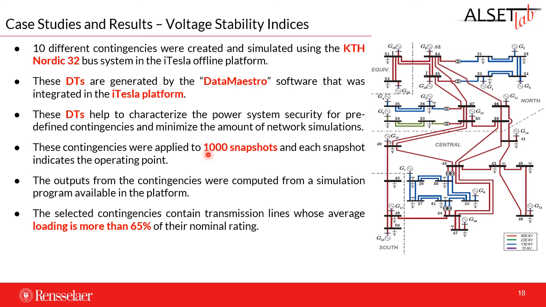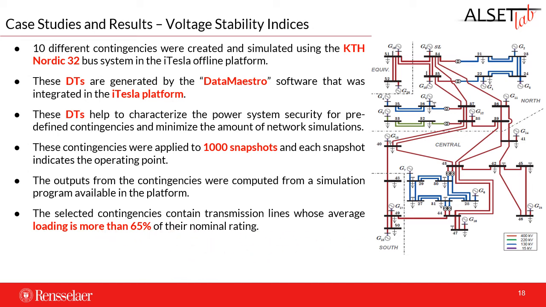simulations. So what we did is that we have 10,000 snapshots. Each of these snapshots represents one power flow condition. And then for all of those 10,000 snapshots, we have 10 different contingencies. The outputs of the contingencies were computed from a simulation program available in the platform. In those days, it was Eurostag. I don't know what they're using now. And the selected contingencies contain transmission lines whose average load is more than 65% of the nominal range.